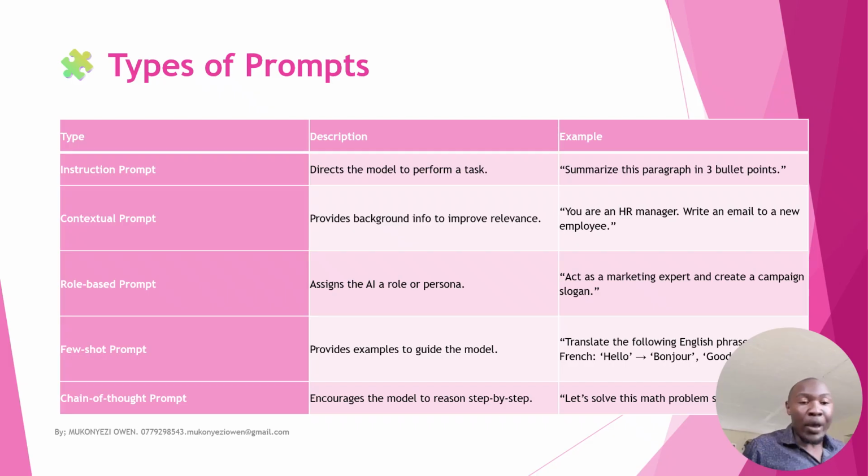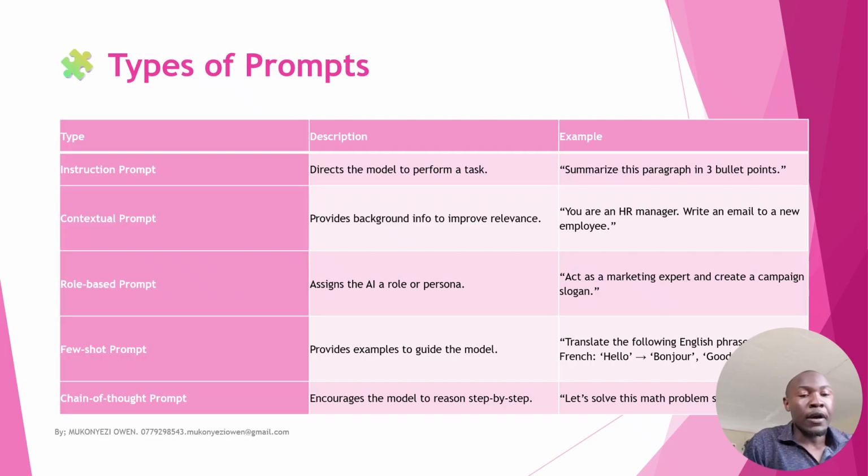Okay? We have role-based prompt. Assigns the AI a role or a persona. That is a fictional representation of someone. Act as a marketing expert and create a campaign slogan. So it is acting as a marketing expert. You are assigning it a role.